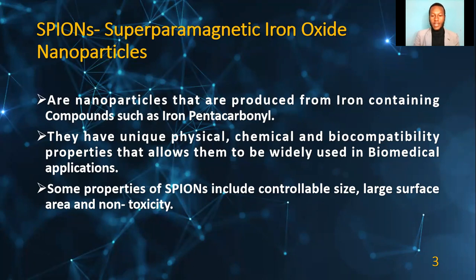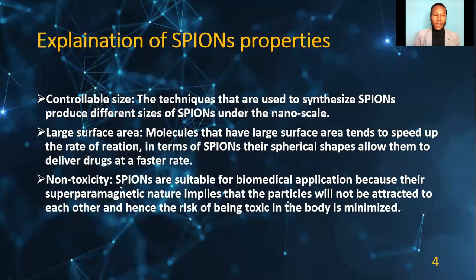Some properties of SPION include controllable size, high surface area, and non-toxicity. When I talk about the controllable size, I mean the techniques that I use to synthesize SPION allow SPION to be produced at different sizes, which is under the nanoscale. High surface area. In chemistry, they usually say molecules that are associated with high surface area tend to speed up the rate of reaction. In terms of nanoparticles, such as SPION, their spherical shape allows them to deliver drug at a faster rate.